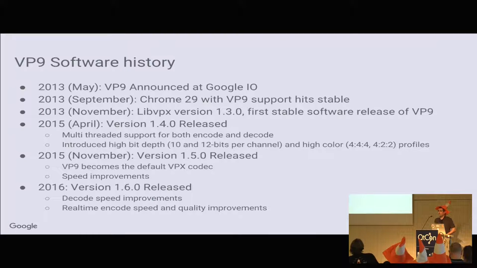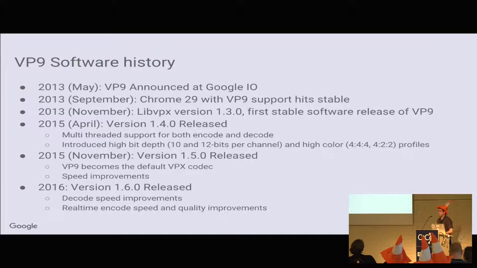So VP9's been out for a while now. VP9 first released in 2013, and we've been doing stuff since then. Ronald gave the initial VP9 talk at Google I/O back in May of 2013. And then over the summer, we released in Chrome and did a stable software release that fall. And then after that, we started working on improving VP9 support.